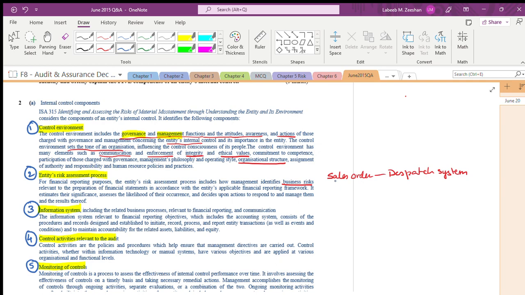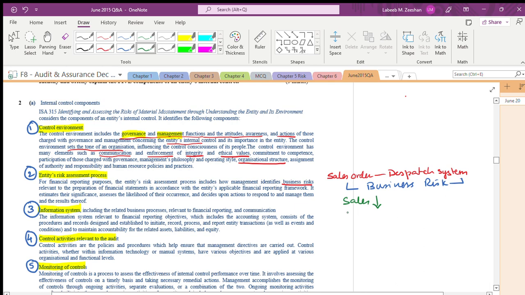Which means that it is not the financial risk. It is not the audit risk. It is the business risk, because of this the sales will decline. That is the risk assessment process. You have to identify a business risk related to the financial statements.